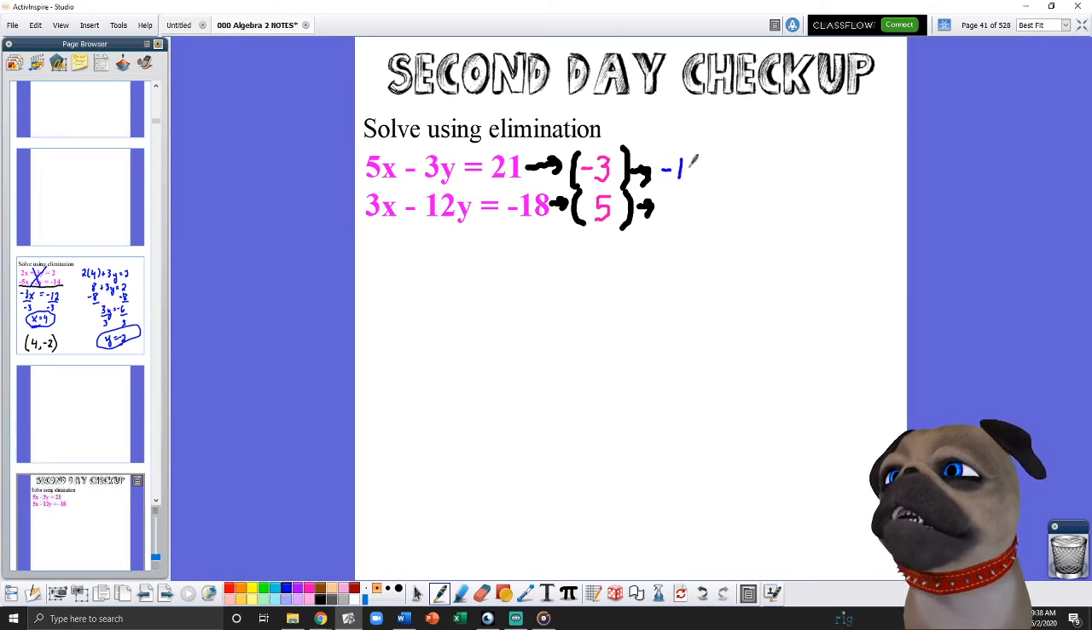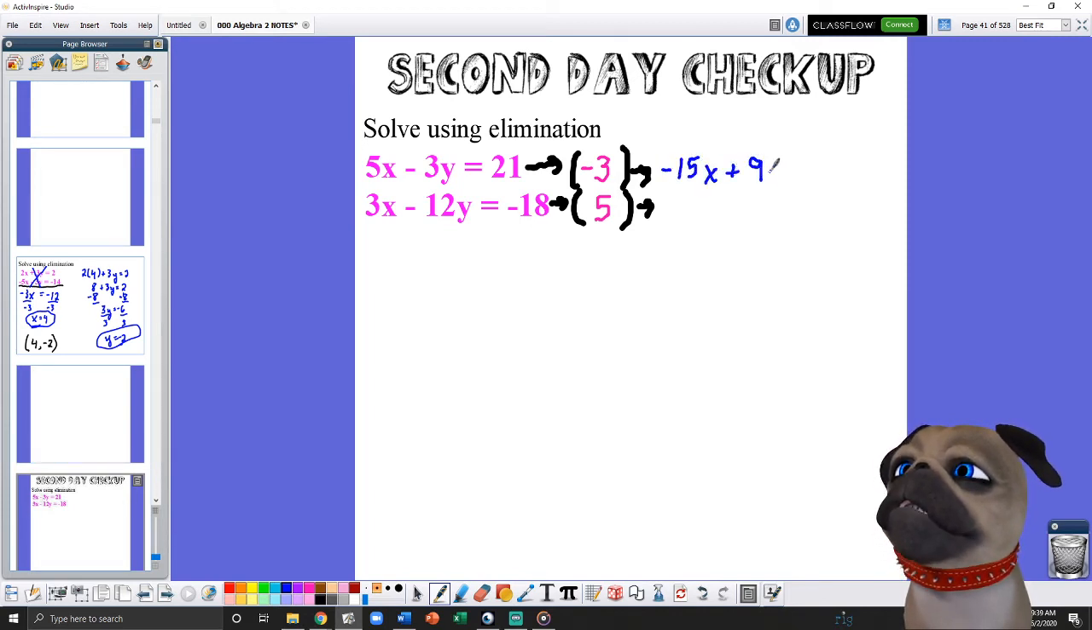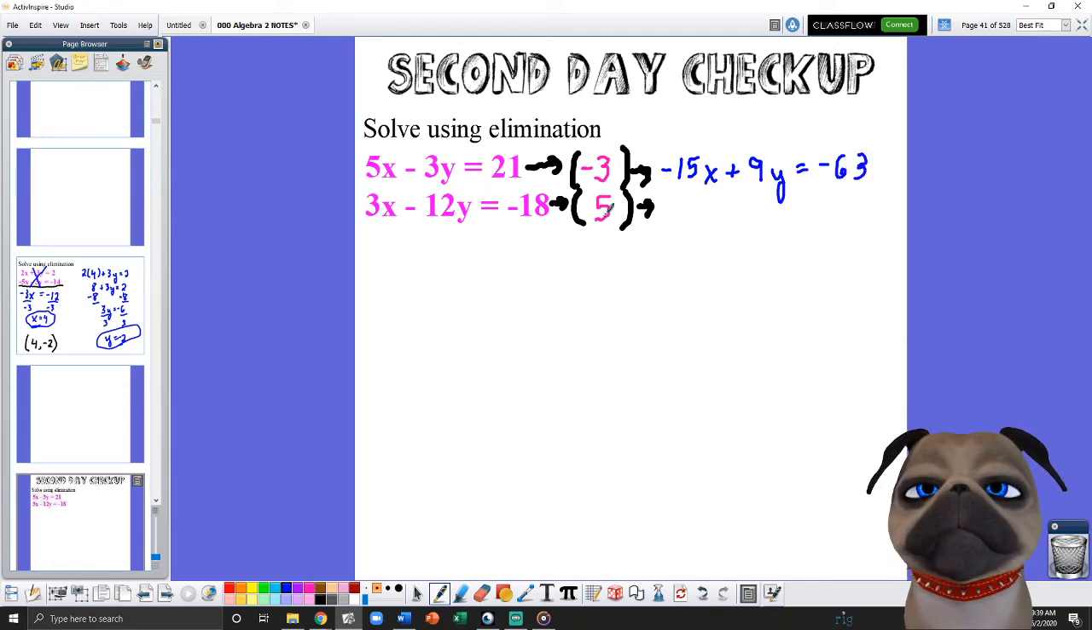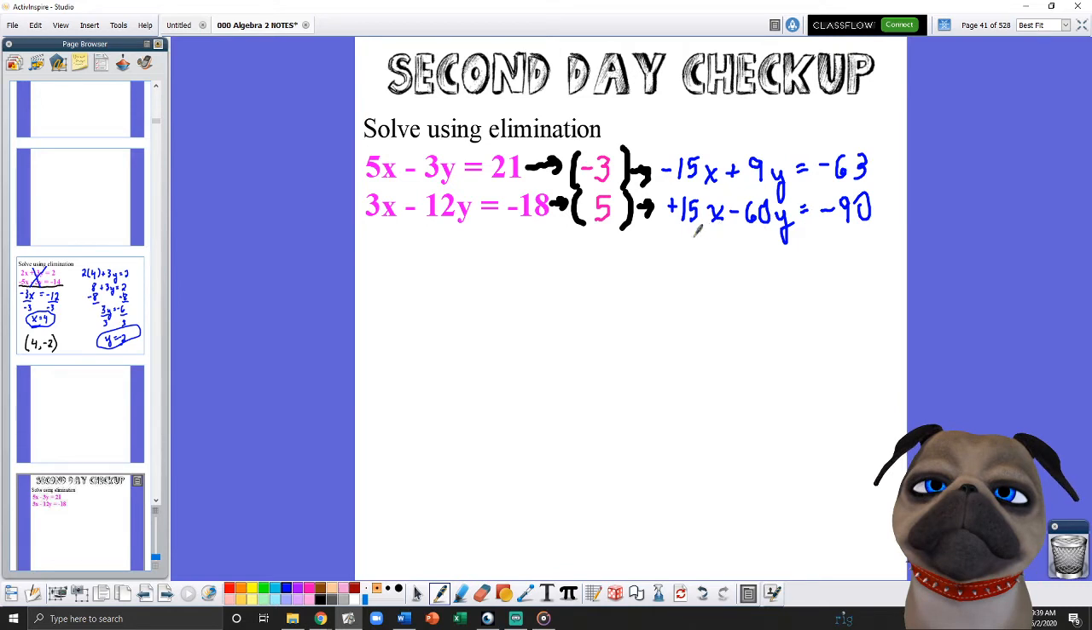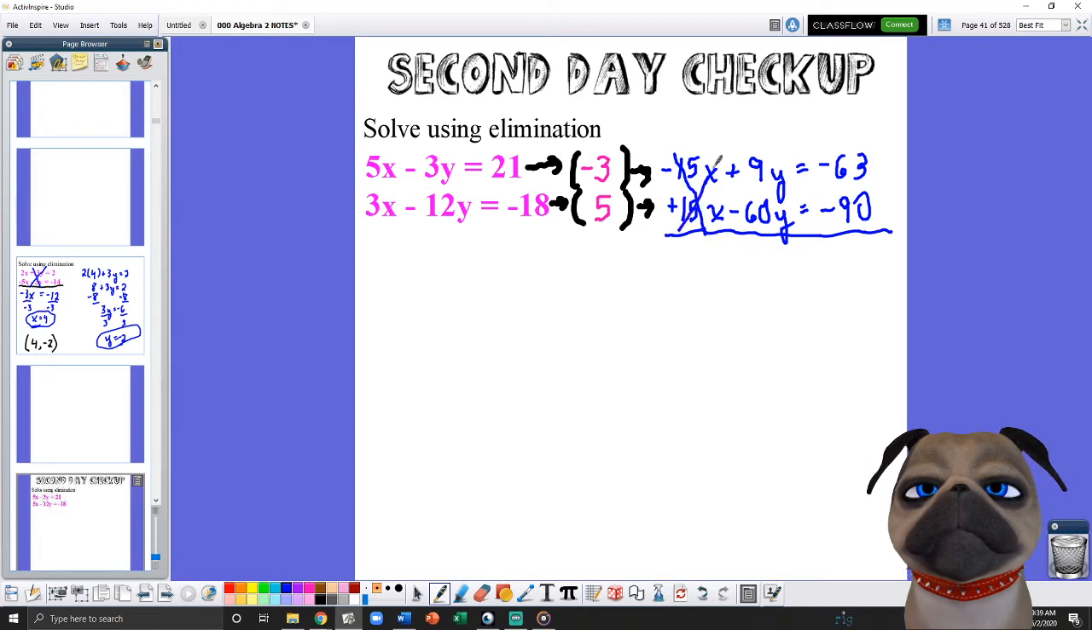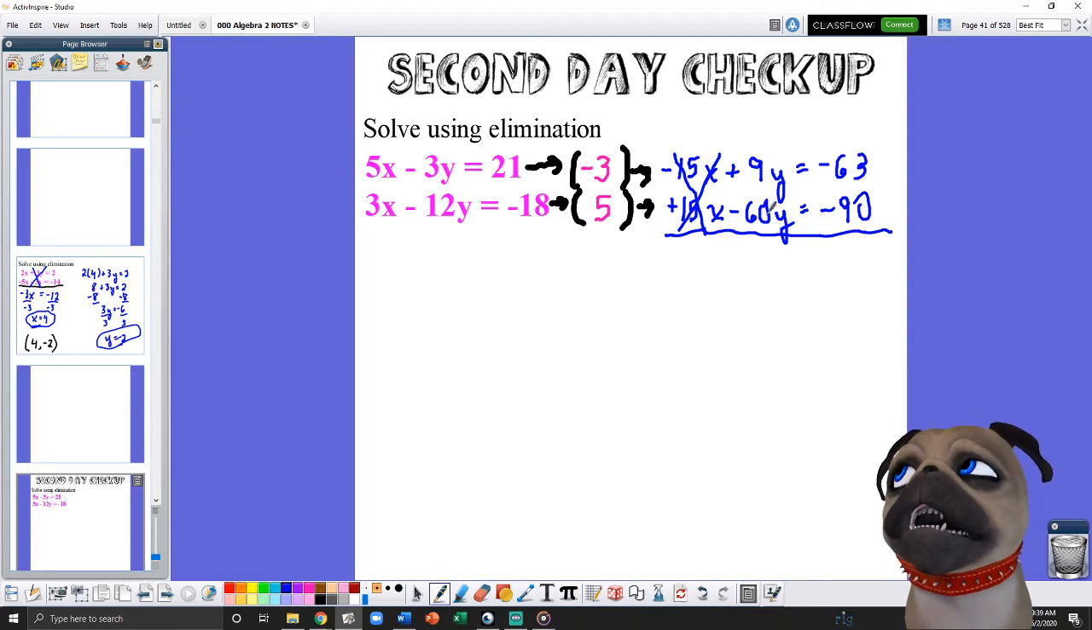And now I'm going to multiply negative 3 times all of these numbers. So that gives me negative 15x, positive 9y, and negative 63. Then I'm going to multiply all of these numbers by 5. So that gives me a positive 15x, a negative 60y, and negative 90. Alright. So 15x minus 15x, that cancels. If it didn't cancel, I would know that I screwed up. Over here I have 9 minus 60, so that's going to give me negative 51. And here, negative 63 minus 90, that is negative 153.